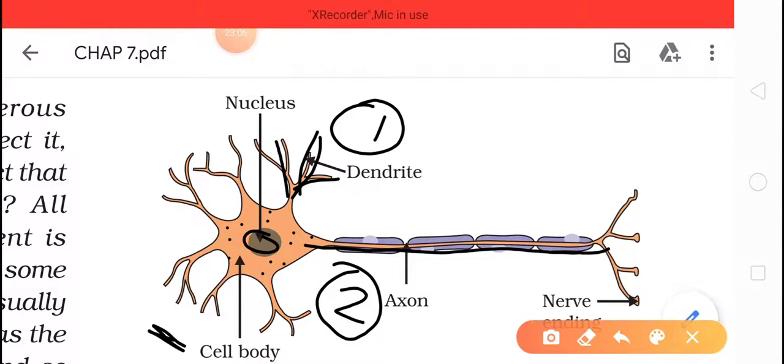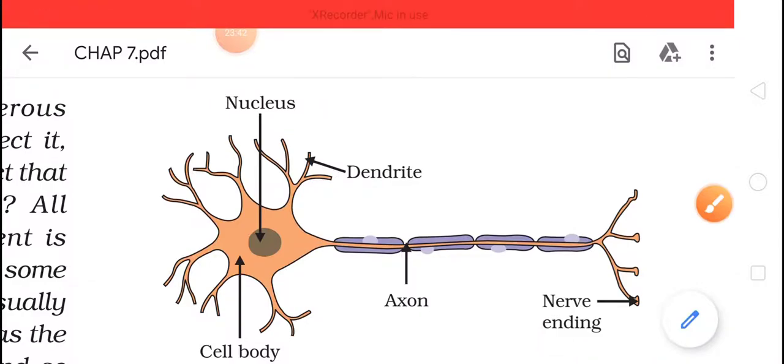Dendrites are short nerve fibers and they are branched and more in number. Whereas axon is a nerve fiber which consists of a single long nerve fiber. Okay, they are not branched.